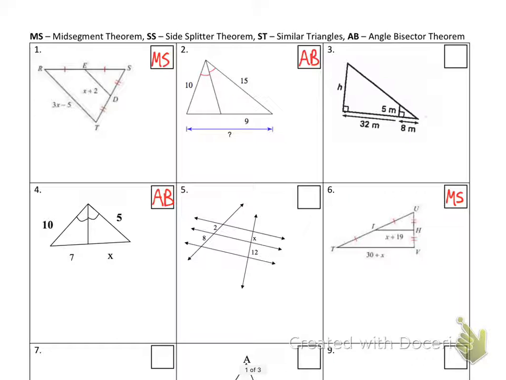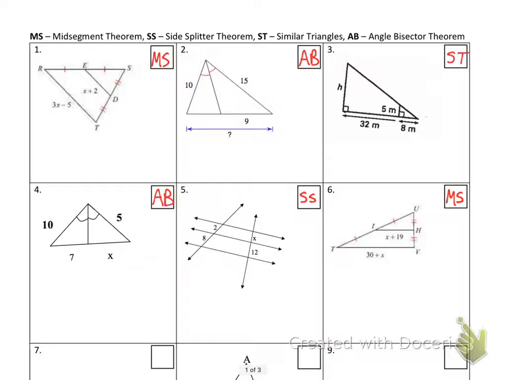Three or 5? You got 5. Okay, that was a good guess. Or you knew it. So, good knowledge, I'll say. So that one's side splitter, and we're going to talk about what makes these different.